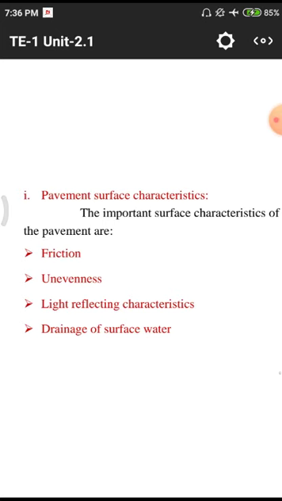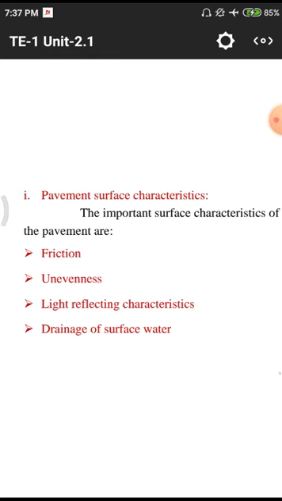Next one, unevenness. That means there is no proper level on that particular road. Simply, this unevenness we will observe on mud roads. That means ఎత్తు పల్లాలు అంటాం, గుంతలు గుంతలుగా ఉన్న రోడ్. That గుంతల road is called unevenness of the particular road.